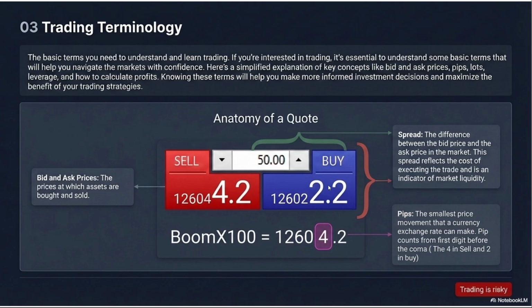So first of all, you can see here in this picture, there are sell and buy. Sell and buy means ask and bid price, the prices at which assets are bought and sold. This is very simple. So the selling price is 12604. The buying price is 12602.